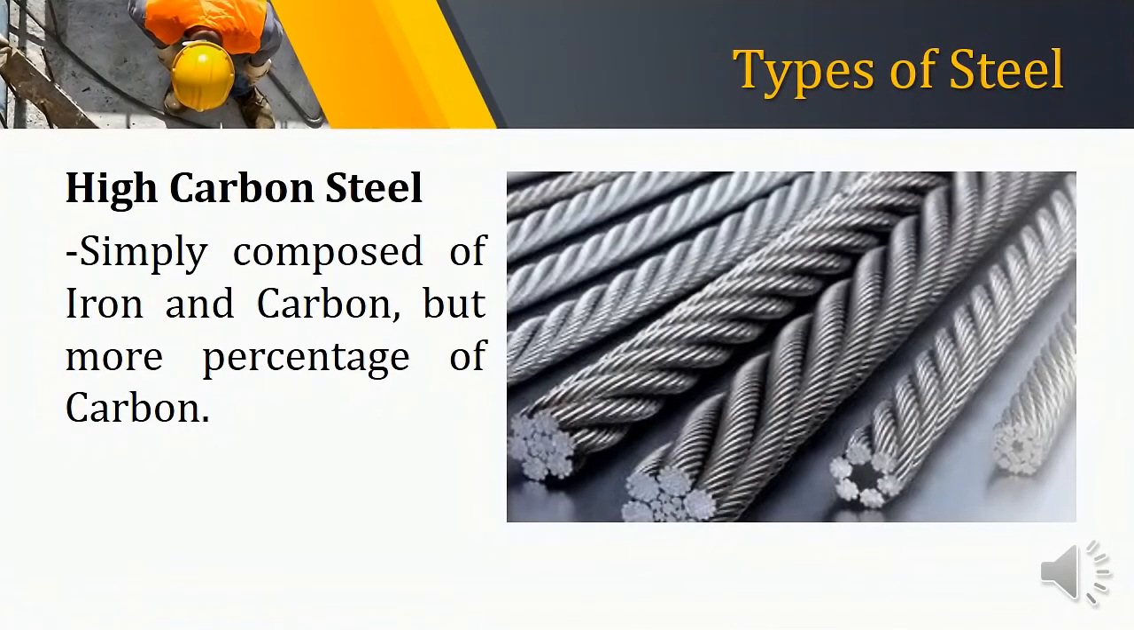We have here the high carbon steel. It is simply composed of iron and carbon but more percentage of carbon. Sa mga klase ng steel, it is the most common na makikita natin kapag nakikita natin sa paligid natin, ganun.